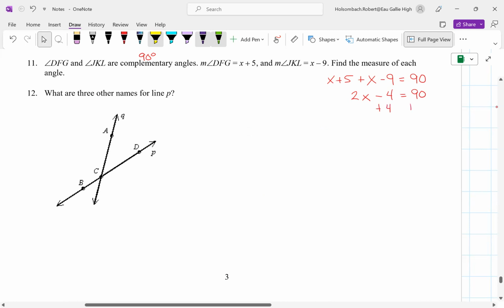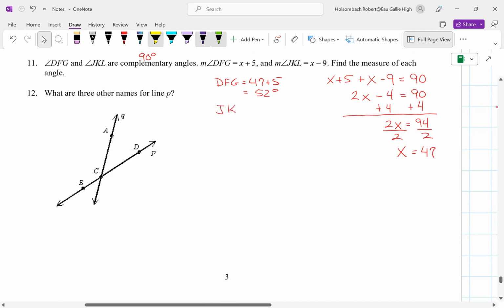Add 4 to each side. So 2x equals 94. Divide by 2. And we get an x equal to 47. So then to find DFG, it is equal to 47 plus 5, and 47 plus 5 is 52 degrees.